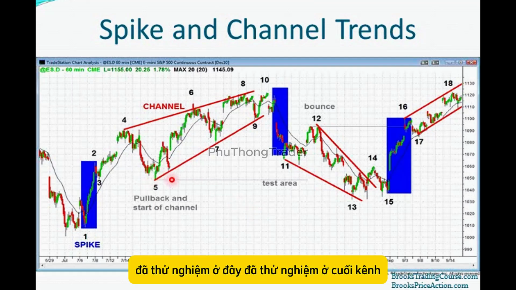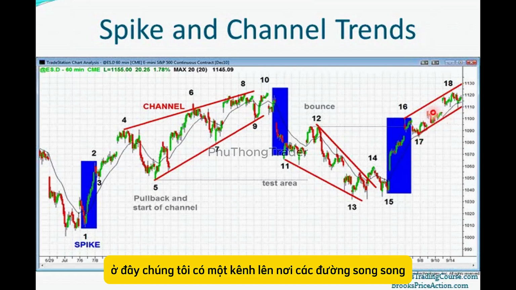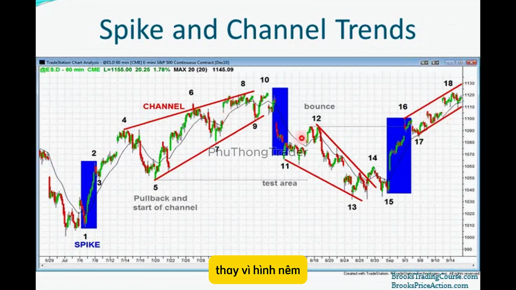Market came down, tested over here, tested the bottom of the channel. We have a spike down, wedge channel down, and the market rallied and tested the top of the channel. Here we have a channel up where the lines are parallel instead of wedge shaped as they were on the two prior channels.